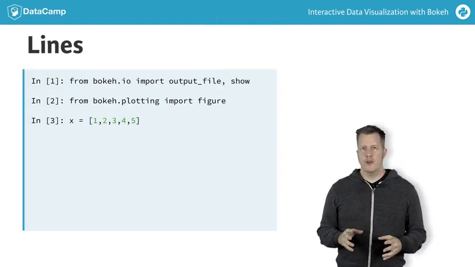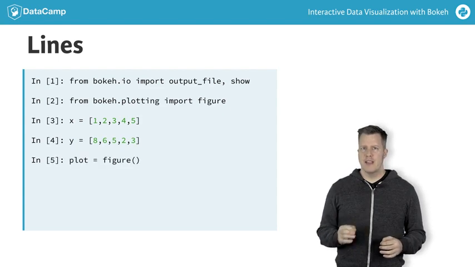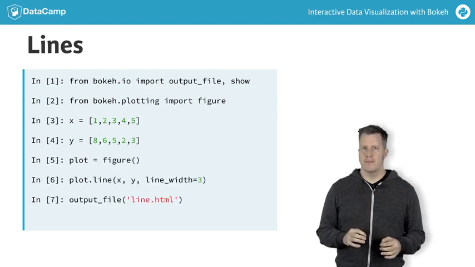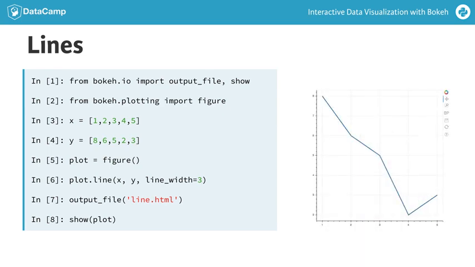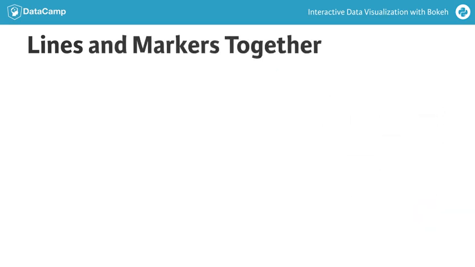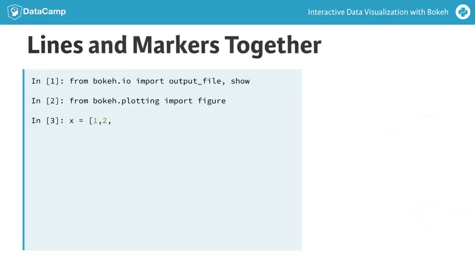With Bokeh, lines are created using the .line method in exactly the same way that we saw in the last section. Now, instead of drawing circles or other markers at the x and y coordinates, a line is drawn through those coordinates. If you'd like to have markers and lines together, Bokeh makes it simple to combine multiple glyphs on one plot. Simply call more than one glyph method.